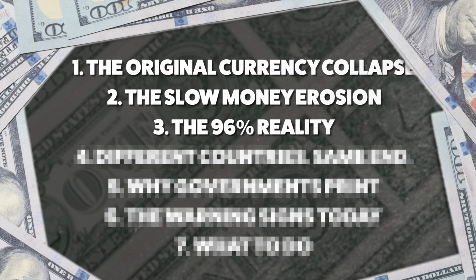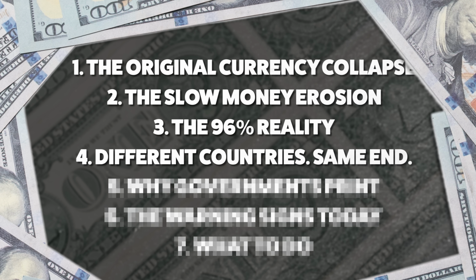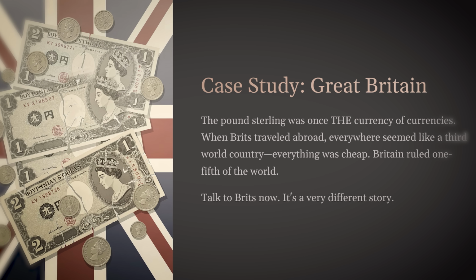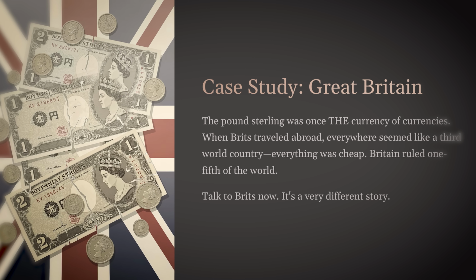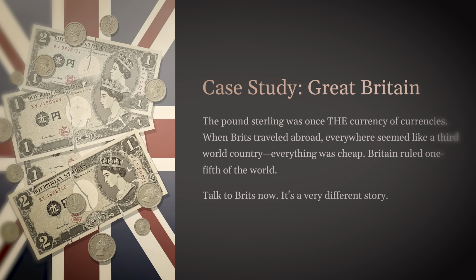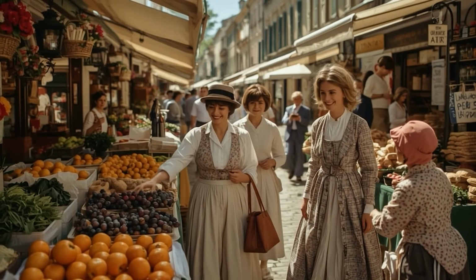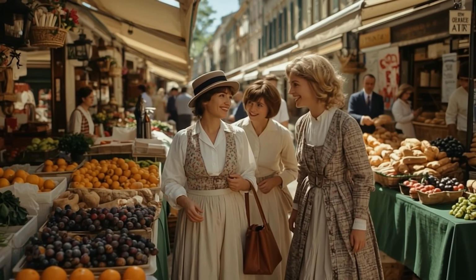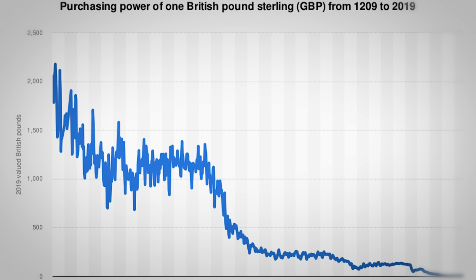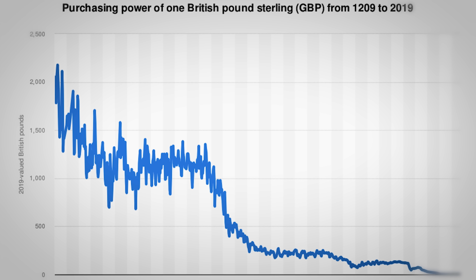Talk to our friends in Great Britain, which is now just Britain, and they have a currency that used to look like this. It is the pound sterling. It was the currency of currencies, insanely valuable. When Brits went abroad, they thought they were visiting third world countries. Everything was cheap. Now, talk to Brits today, because what's happened in the UK is that the pound has lost an incredible amount of value compared to other currencies. It doesn't give you entry into everywhere for very little anymore.